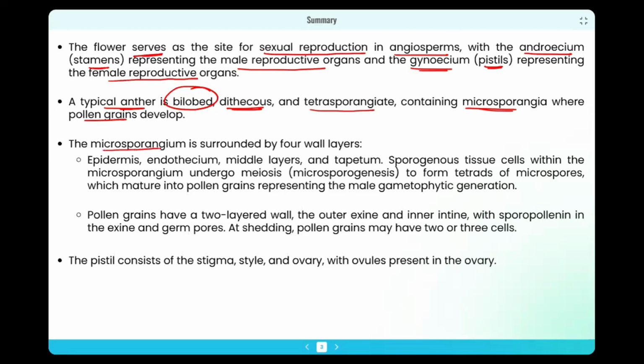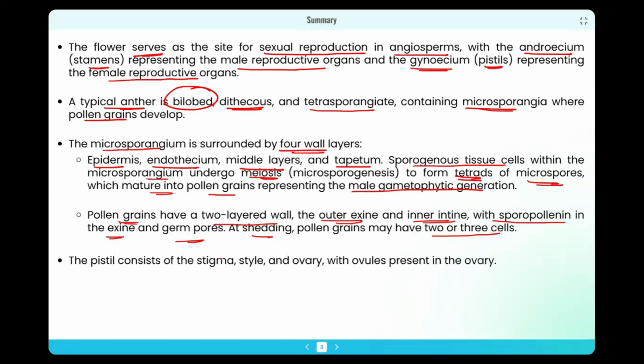Now, moving to the microsporangium, it is surrounded by four layers, that is epidermis, endothelium, middle layers, and tapetum. The sporogenous tissue cells within the microsporangium undergo meiosis, and that process is known as microsporogenesis. It forms tetrads of microspores which mature into pollen grains, representing the male gametophytic generation. The pollen grains have a two-layered wall, the outer exine and the inner intine, with sporopollenin in the exine and the germ pores. At shedding, the pollen grains may have two or three cells.